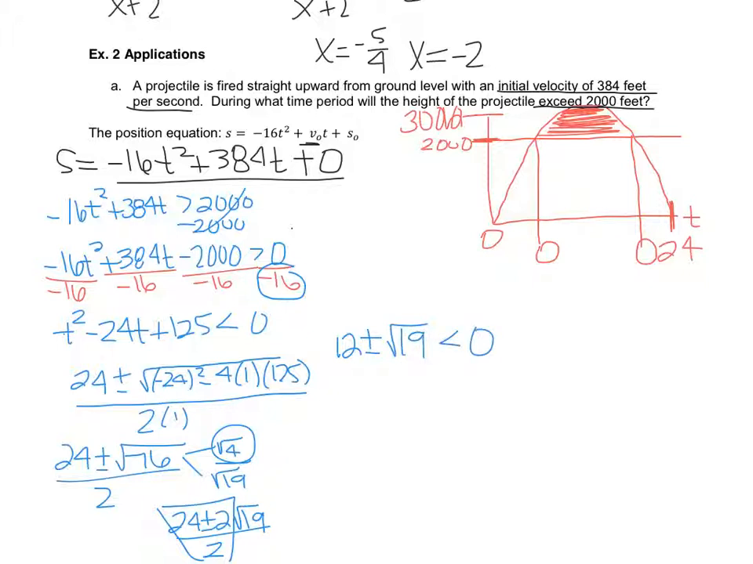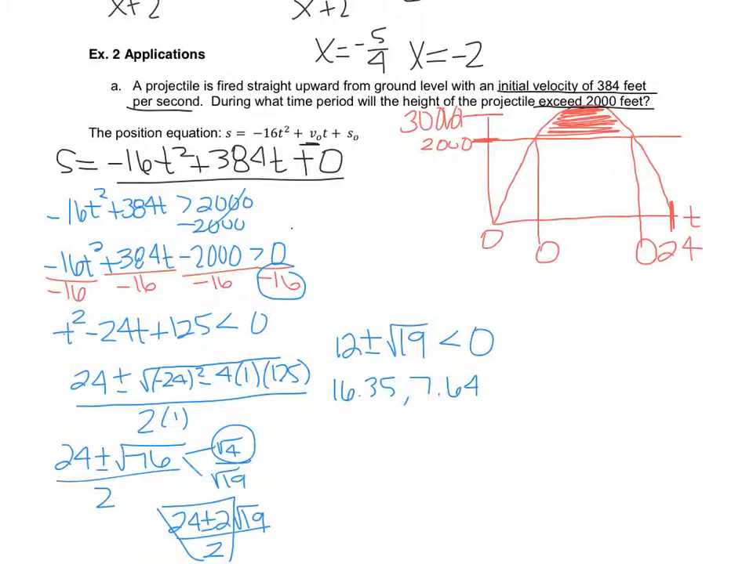So what we're going to do is we're going to plug those into our calculator. So 12 plus square root of 19 gives us 16.35. 12 minus square root of 19 gives us 7.64. So these are my two zeros, okay?